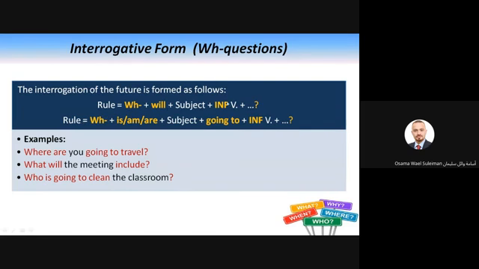WH plus will plus subject plus infinitive. With going to: WH, and the same is, am, are before the subject, and going to stays, and the rest of the sentence stays. For example, where are you going to travel? Where are you going to travel?